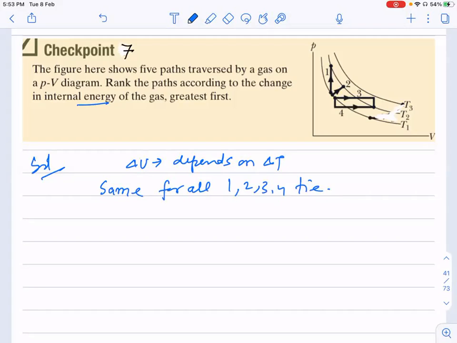वाला मैक्सिमम होता है. फिफ्थ में क्या रहता है? टेम्परेचर चेंज इज लार्ज, यहाँ से यहाँ तक जा रहे हैं, T3 माइनस T1 है. तो फिफ्थ वाला मैक्सिमम था, बट रिमेनिंग आर इक्वल.